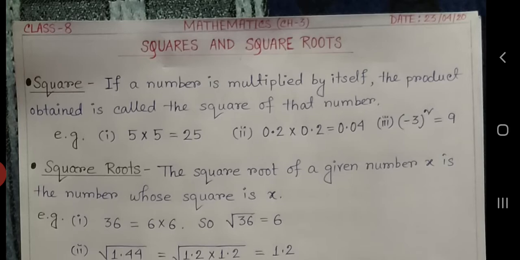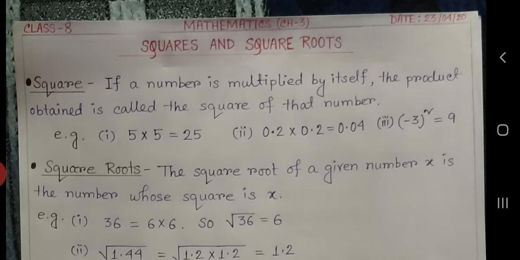For example, if 5 is a number and it is multiplied by itself, that means 5 into 5, we get the product 25. Here 25 is the square of 5. Coming to the second example, 0.2 into 0.2 equals 0.04. Here the number 0.2 is multiplied by itself and we obtained the result 0.04. Here 0.04 is the square of 0.2.